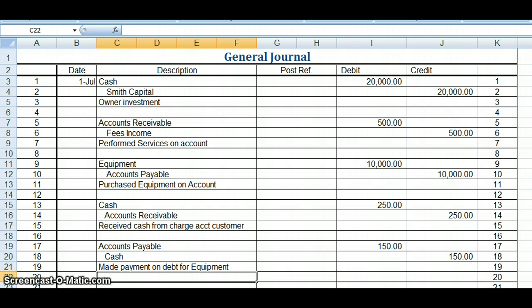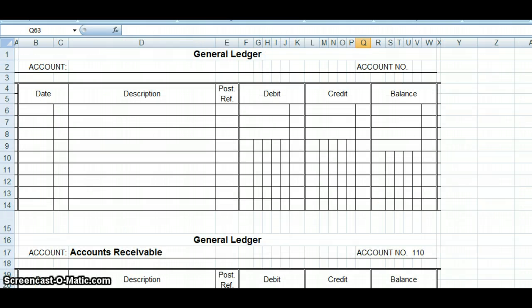Today we're going to work on posting from a general journal to a general ledger. I'm going to be switching between this screen that you see, the general journal, and the general ledger. The general ledger is more like what you would use for your checkbook.